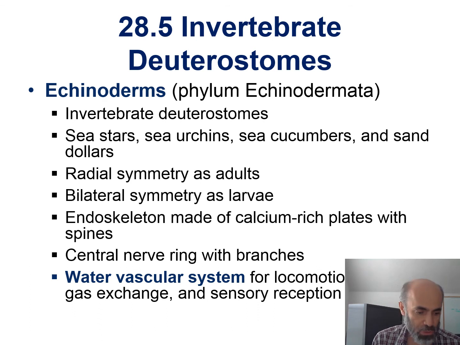Now we move on to deuterostomes. The only examples of deuterostomes which are invertebrates are the ones called echinoderms. They belong to Phylum Echinodermata. Examples are sea stars, sea urchins, sea cucumbers, and sand dollars. You might have actually collected some sand dollars when you were little on the beach. Those are just coin-like flat structures.